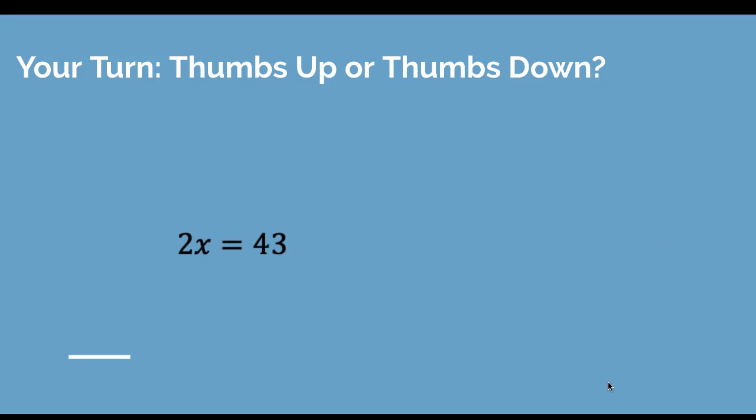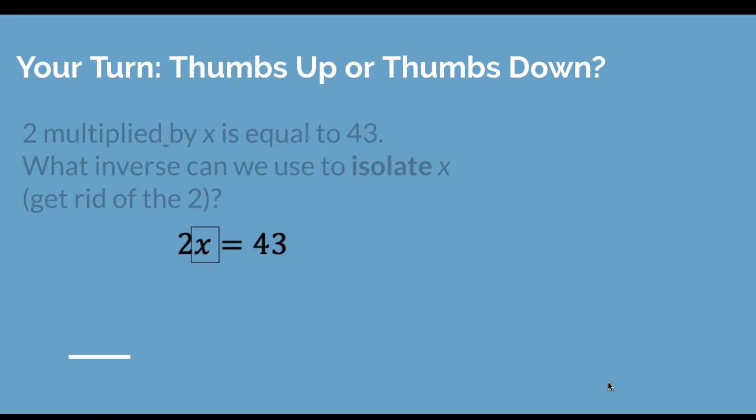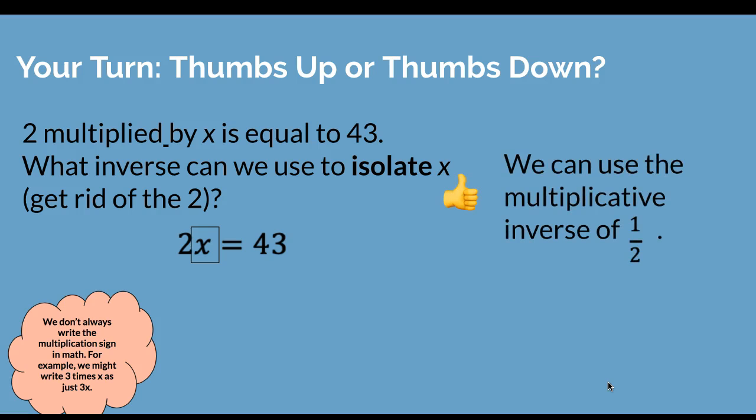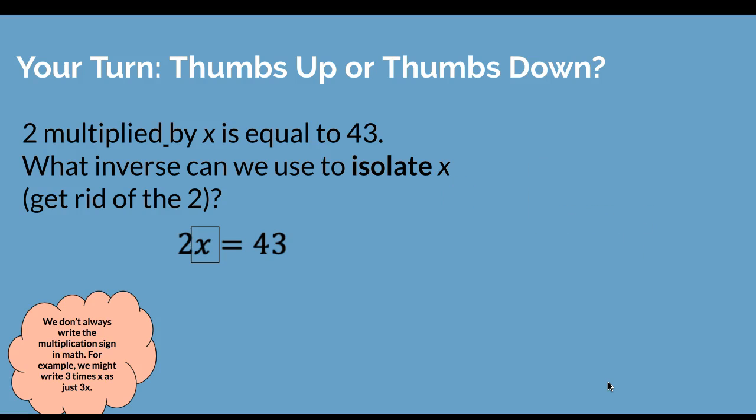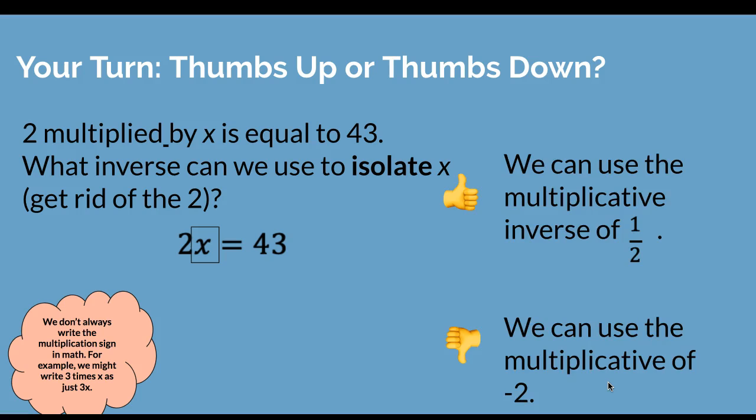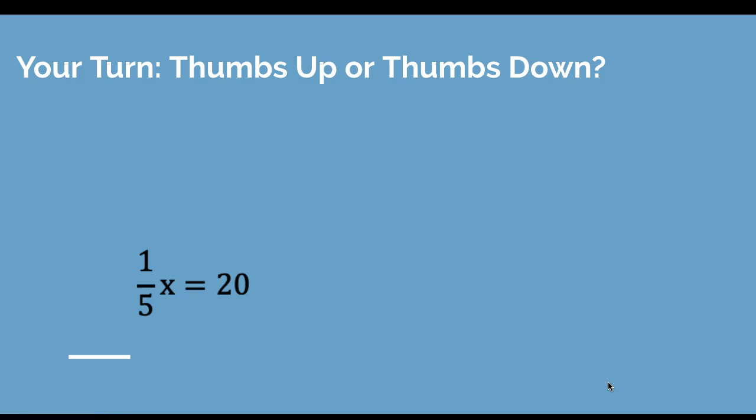How are we going to get rid of this 2 in front of the x? Because we're trying to isolate the variable. Remember, we just had that. We're going to multiply by 1/2, okay? Not by negative 2. 1/2. Negative 2 times 2 is negative 4. Okay? 2 times 1/2 is 1. All right? Let's keep it moving.